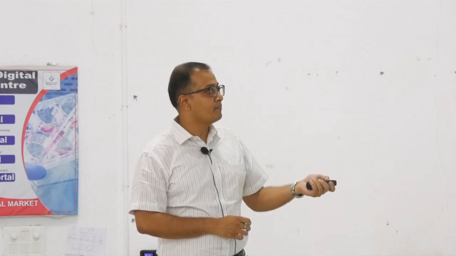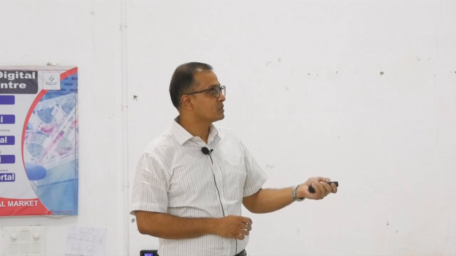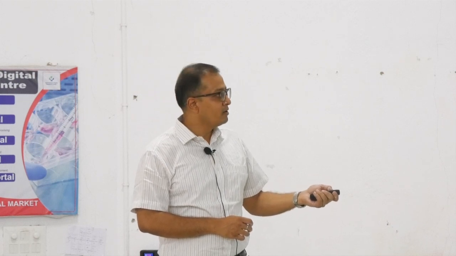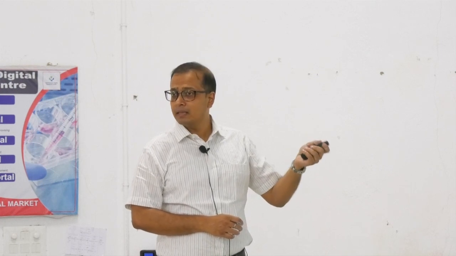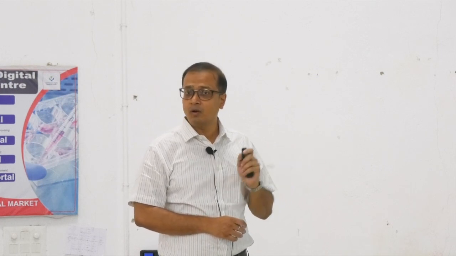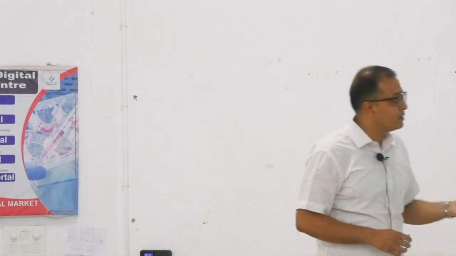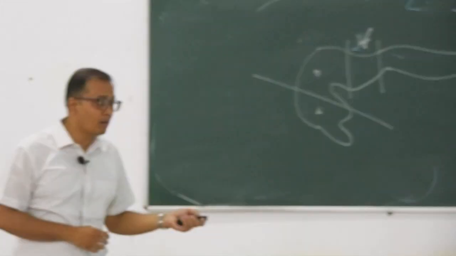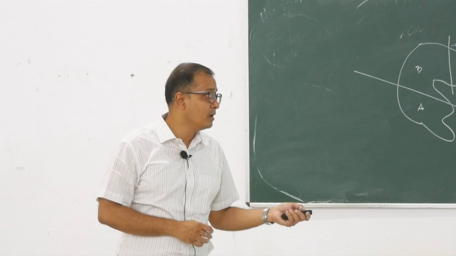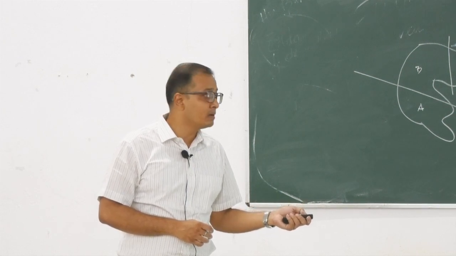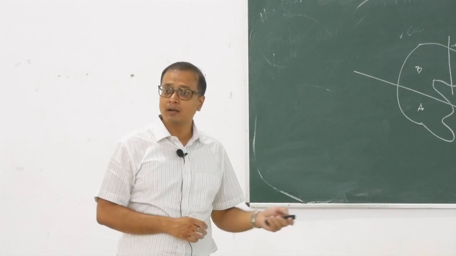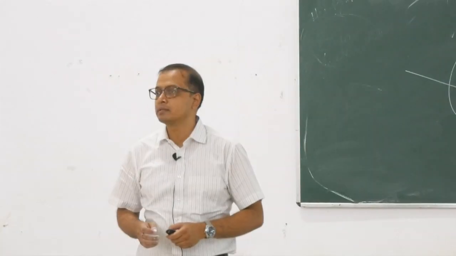To start with, we have the pancreatic buds. We have two: the dorsal pancreatic bud and the ventral pancreatic bud. This dorsal pancreatic bud is present on the posterior side, and the ventral pancreatic bud on the ventral side. They join together to give rise to a single pancreas.